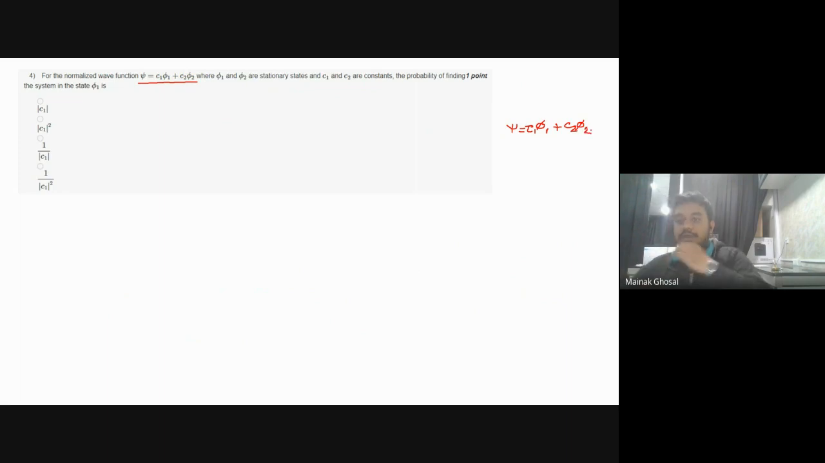So I am defining psi. My psi is C1 phi 1 plus C2 phi 2. It is a linear combination of two different states having wave functions phi 1 and phi 2. And it is explained that psi is normalized.